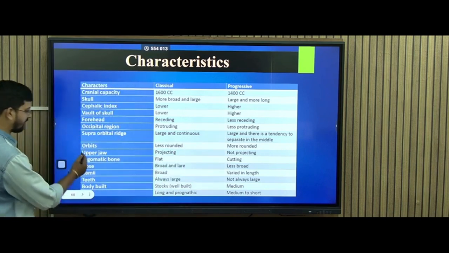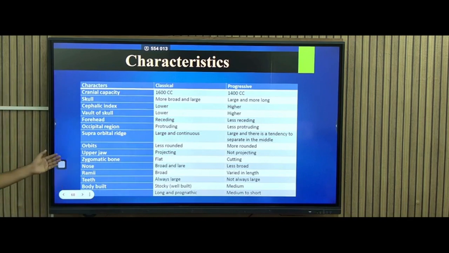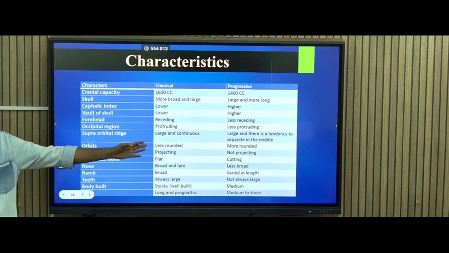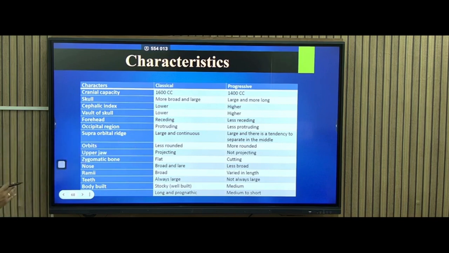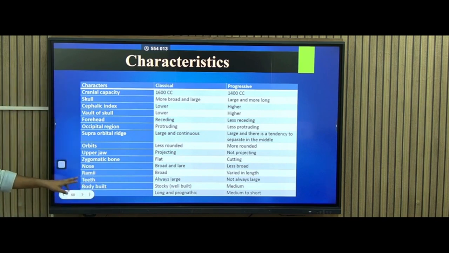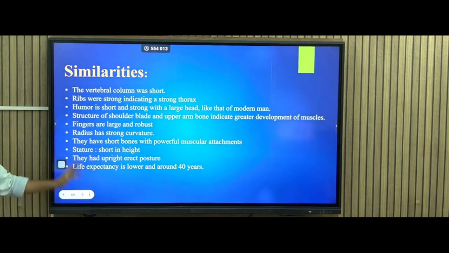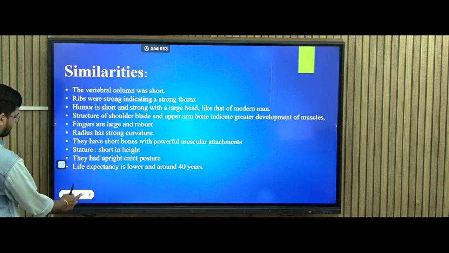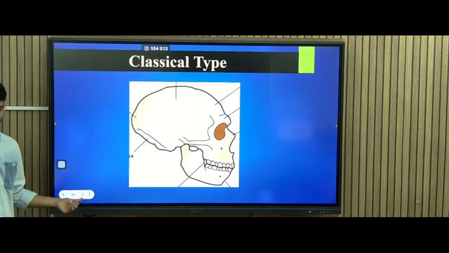So these are the things that you have to keep in mind. And then zygomatic bone, there it is fractured. Okay, so it is cutting, and here it is not. Here it is flat. So it looks like it is cutting and it's fractured here. And then you have the teeth, which is large here, there it's small. So these things, if you can remember, it's good enough. And see, life expectancy, height, weight, rib size, humerus, fingers, radius, these all things you can show the similarities.